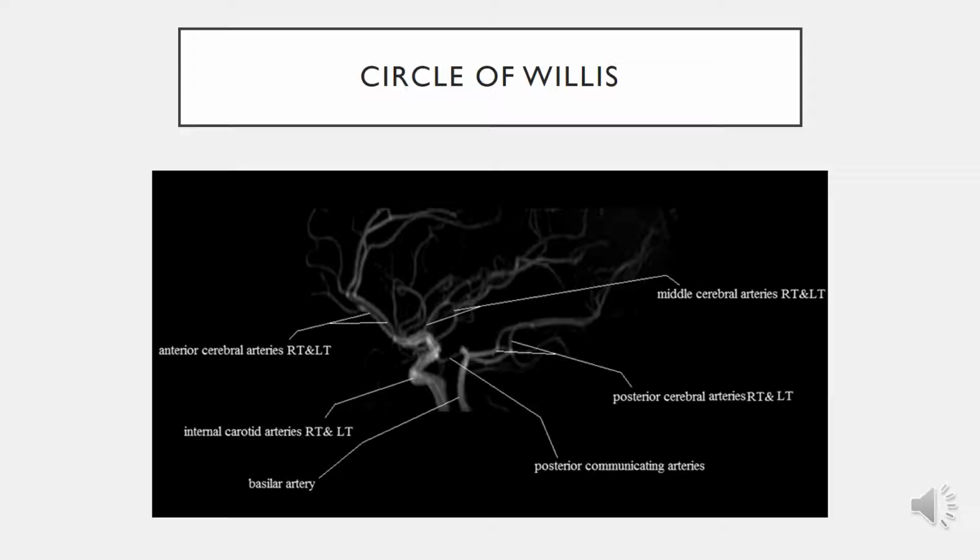So this is an MRI of our circle of Willis. We can do different post-processing techniques with our imaging modalities to get rid of all of that other brain tissue to just visualize our vasculature.